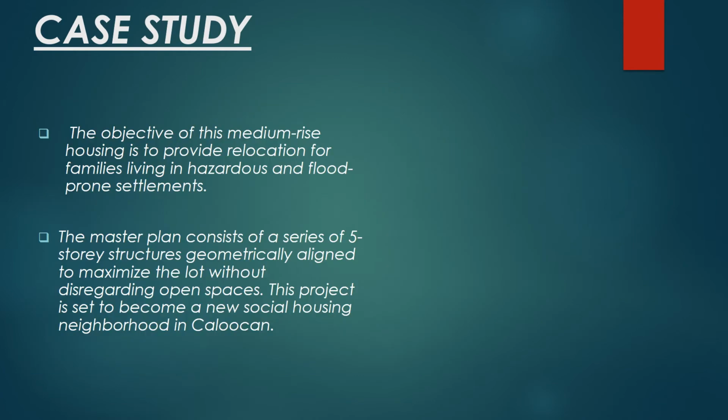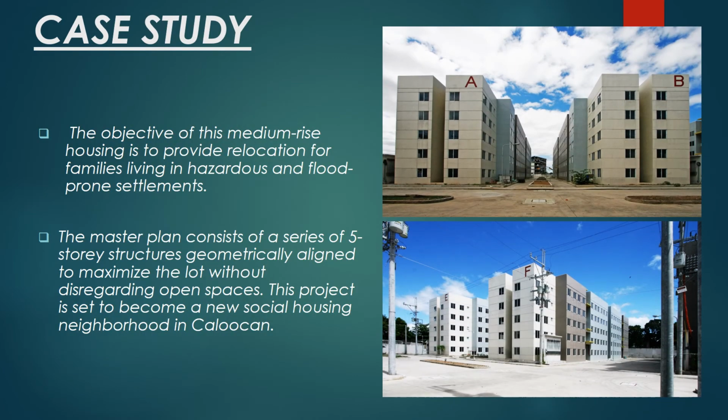The objective of this medium-rise housing is to provide relocation for families living in hazardous and flood-prone settlements. The master plan consists of a series of 5-story buildings geometrically aligned to maximize the lot without disregarding open spaces. This project is set to become a new social housing neighborhood in Caloocan.